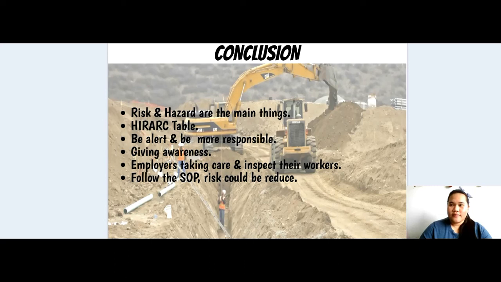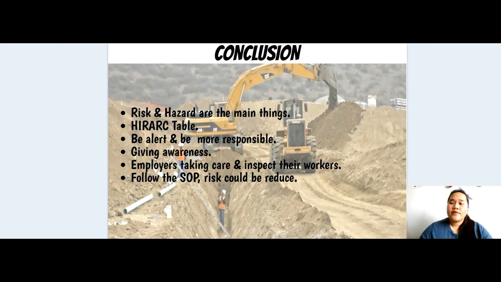For the conclusion, risk and hazard are the main things that all employees or workers need to face in their working days, as it is impossible to avoid them. As we can see in the hierarchy table part, it shows that there is no safest place in any type of industry or organization based on the hazard identification. What we should do is be alert and be more responsible in any work that we do to avoid or even reduce uncertain incidents.